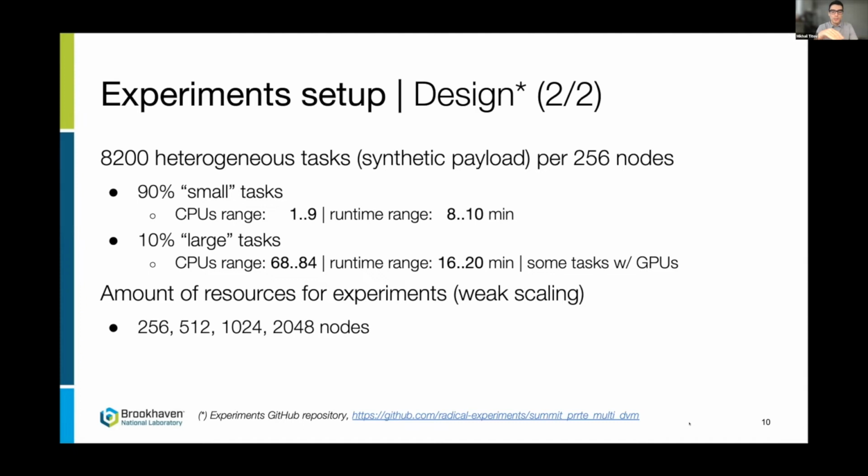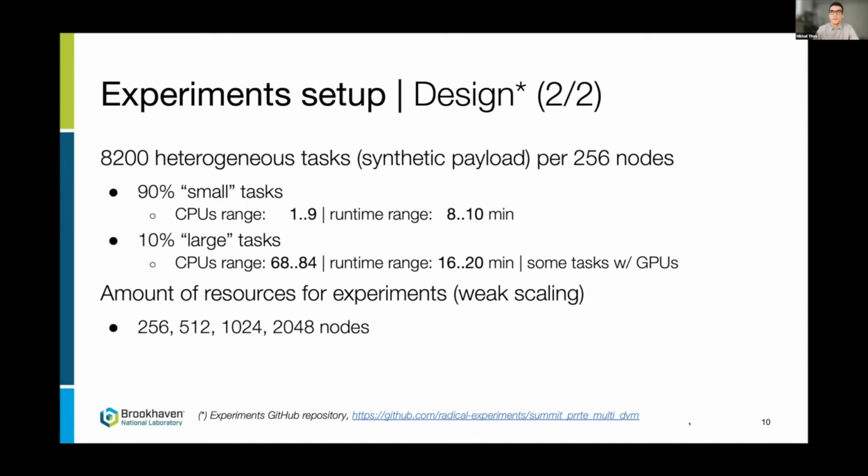Another difference between these task types is their runtime. For small tasks, the runtime is really about twice smaller than for the large tasks. So overall, if we use 256 nodes and run these 8K tasks, then there will be two generations of large tasks. Within each generation, tasks could be executed concurrently.